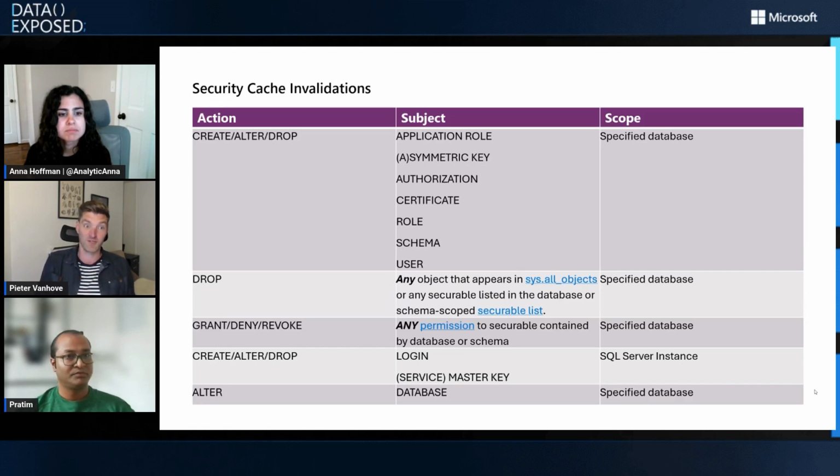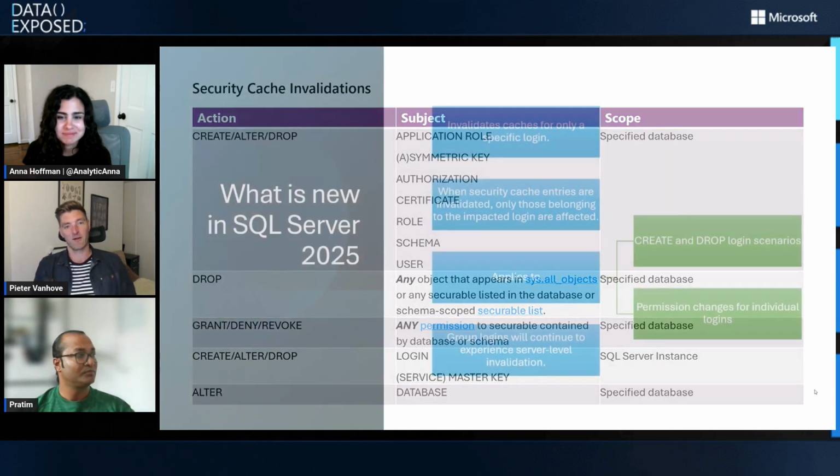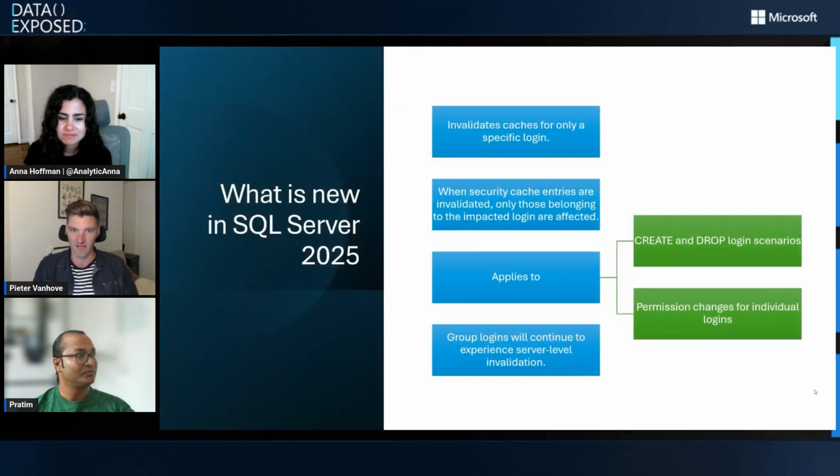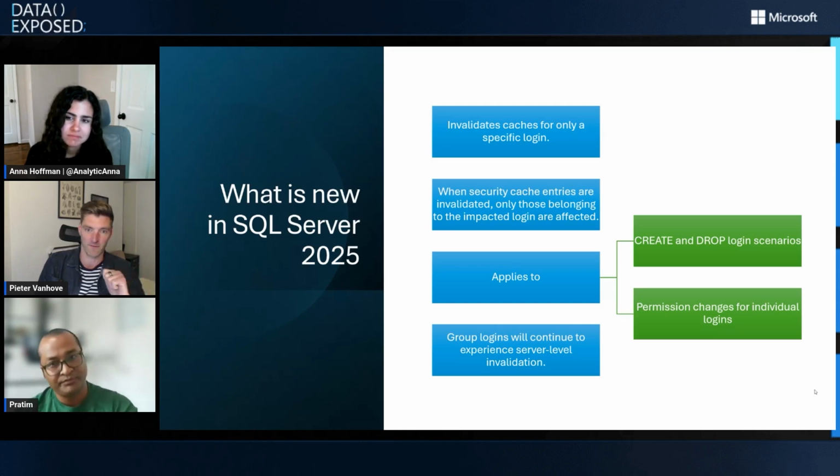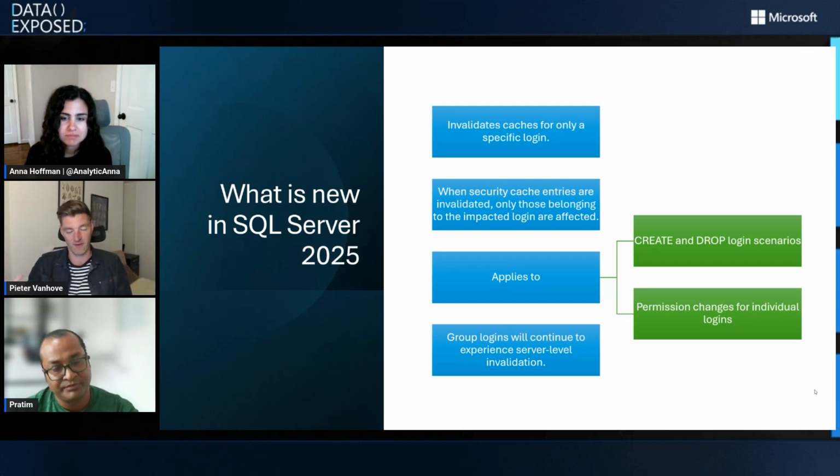This is a known issue for years, and we finally addressed that in SQL Server 2025. So what we've done is, instead of invalidating the whole security cache, we're just invalidating the cache for the single login, for the specified login. So if you change a permission for login one, then all the other logins that you have on your SQL Server will not be affected at all. We're just invalidating the cache for that specific login.